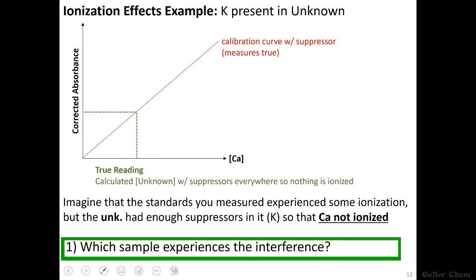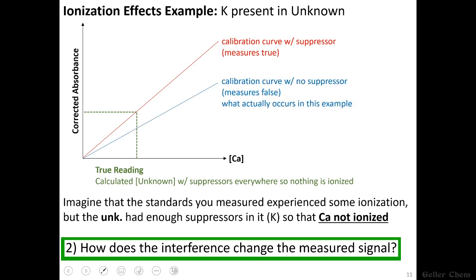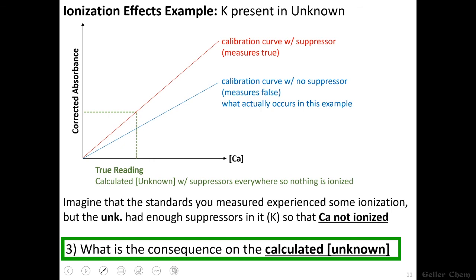Now for the questions. 1. Which sample experiences the interference? In this case, it's the standards that experience the ionization. 2. How does the interference change the measured signal? Well, we know ionization is going to cause the signal to go down. And that means that this calibration curve with no suppressor is going to measure falsely low. And then 3, what is the consequence on the calculated unknown concentration? Well, it is true that our unknown is going to measure correctly because again it has those suppressors in it. Unfortunately, that correct signal is being plugged into a falsely low curve. And so our analysis actually gives a falsely high reading.